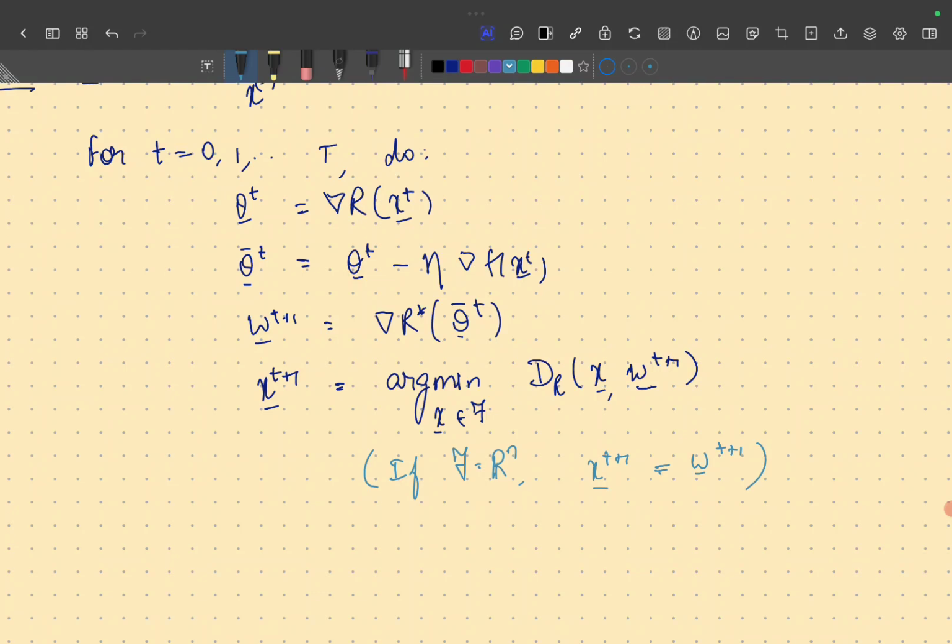How are you doing the projection? Somehow you need a way to do this projection step. For an unconstrained optimization problem, it's just xt plus 1 equals Wt plus 1. If you have a constrained problem, then you need some way of computing this particular projection. So I don't get to solve the constrained optimization problem for free. There is some additional work that I have to do.